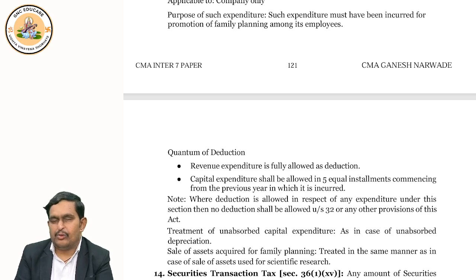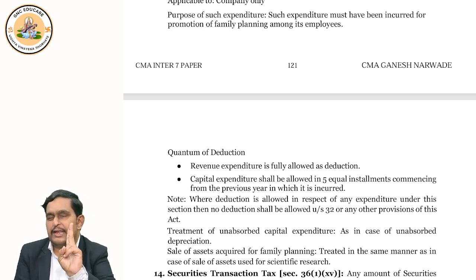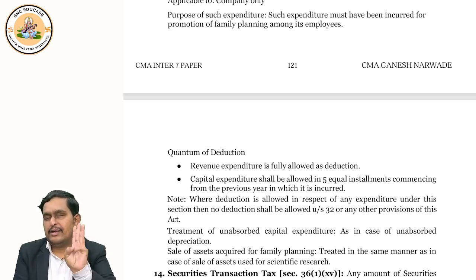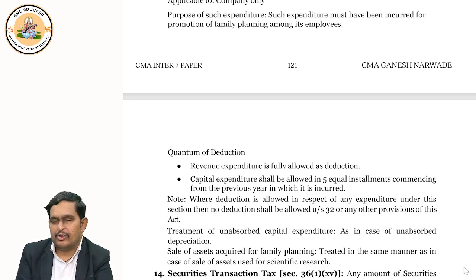Now I'll tell you, it is same as your, what I forgot. Okay, same as your unabsorbed depreciation. This is the right word. Same as unabsorbed depreciation. So whether it is unabsorbed depreciation, whether it is unabsorbed scientific research expenditure, whether it is unabsorbed family planning expenditure, all are treated alike.